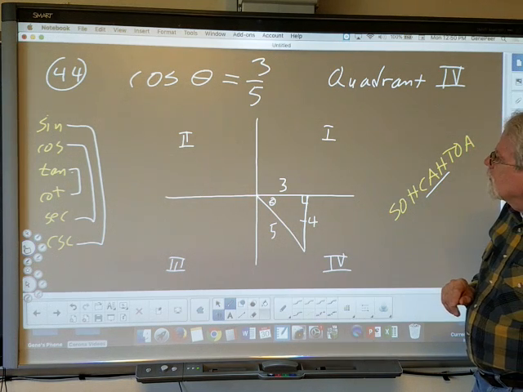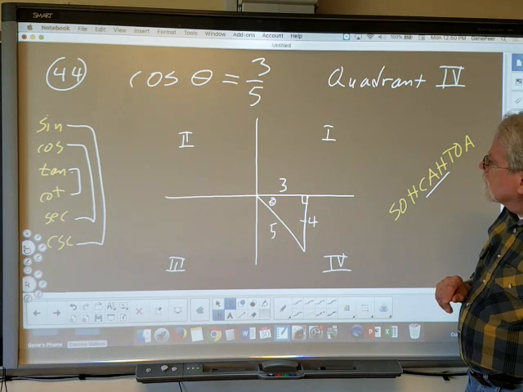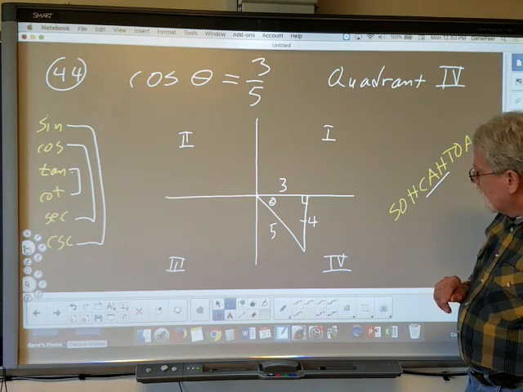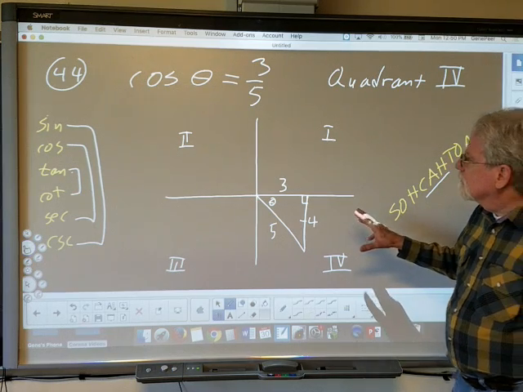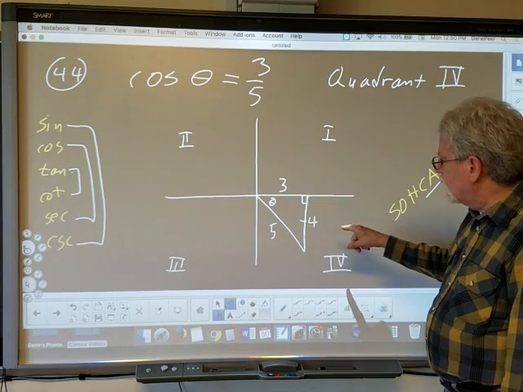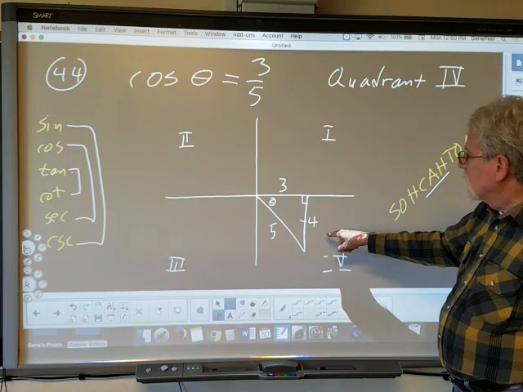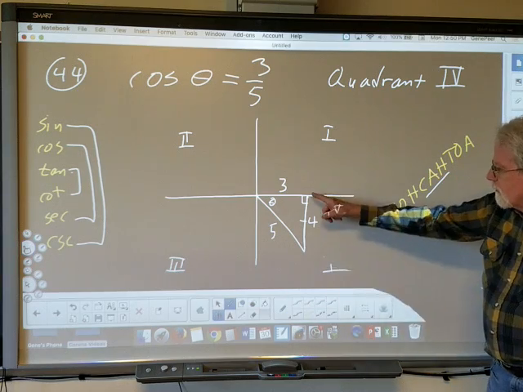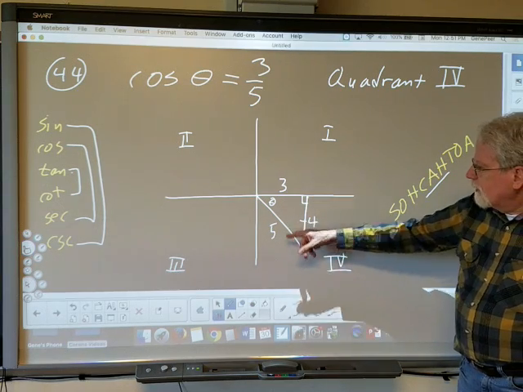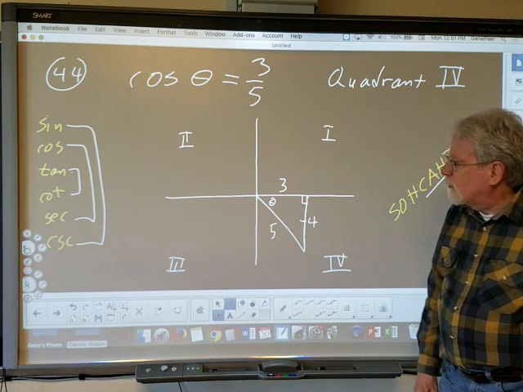Wait a minute, hold on a second. Quadrant 4, cosine 3/5. Okay, good. Cosine, all students take chemistry. We're in the 4th quadrant. Oh, it's positive. Yes, okay, I'm just getting myself all confused. So this side is negative, but the cosine of 3/5 is positive. Okay, I'm sorry for that delay there. My brain just went out the window.